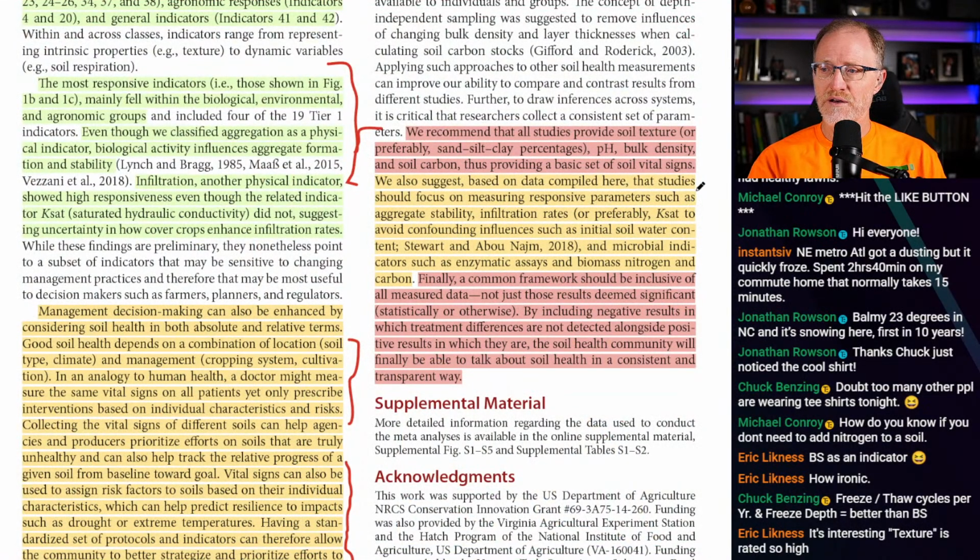At least do that. We also suggest, based on data compiled here, that studies should focus on measuring responsive parameters such as aggregate stability, infiltration rates, or preferably KSAT, saturated hydraulic conductivity, and microbial indicators such as enzymatic assays and biomass nitrogen and carbon.